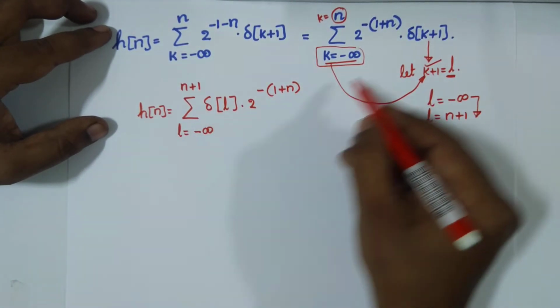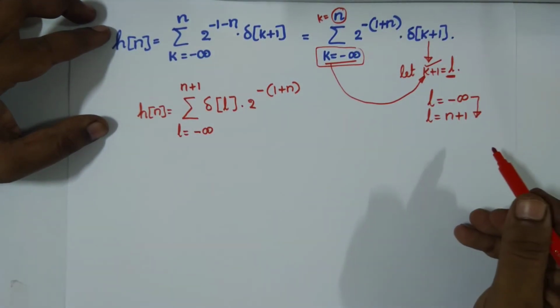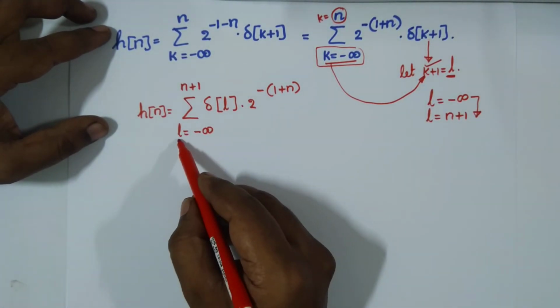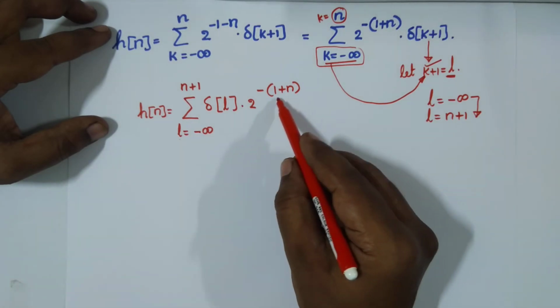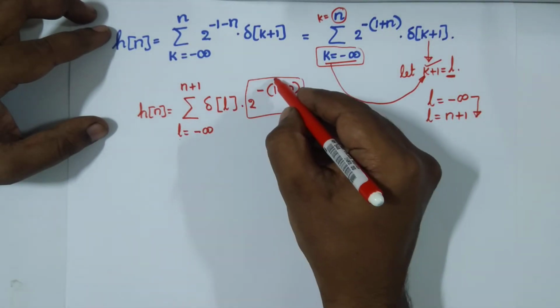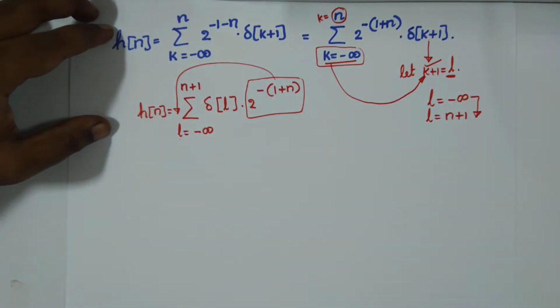So delta of L is again as it is. There is no k term here, so therefore it is as it is. The limits are with respect to L, and you have no L component here. So what to do now? Happily we can bring this quantity outside this summation.